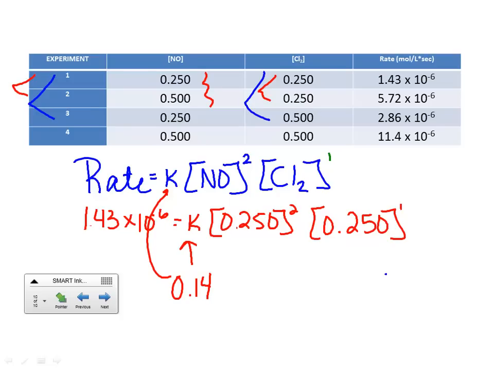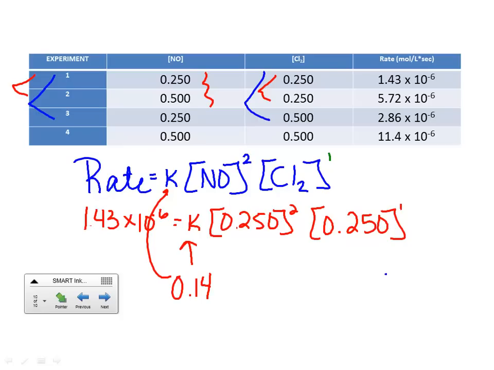This process is called the method of initial rates, and it's really the best way of determining the order of a reaction. And it's how you take experimental data and use it to determine the rate law for any equation.